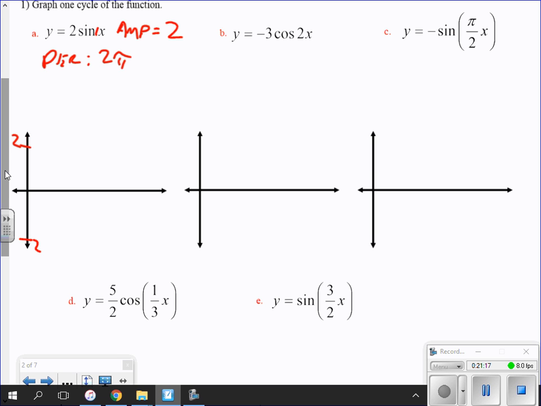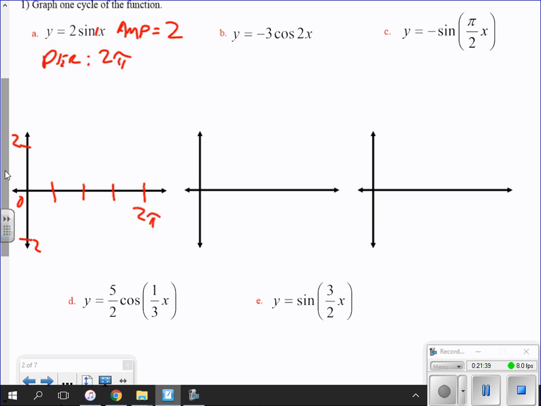So here's what we want to do to graph it, to make it easy to graph. We go down, put what our period is. In this case, it's 2 pi. So we're going to go from 0 to 2 pi. Divide that, so you have 4 equal parts. Okay.